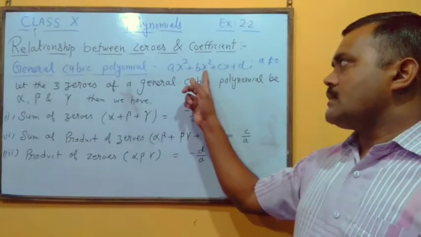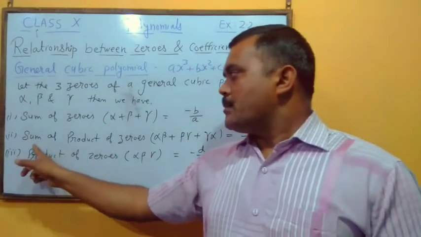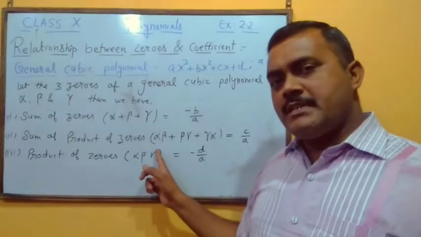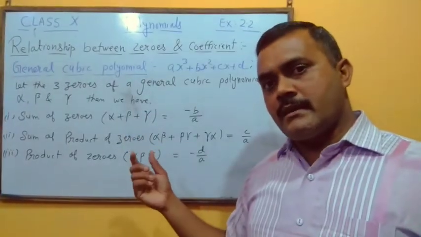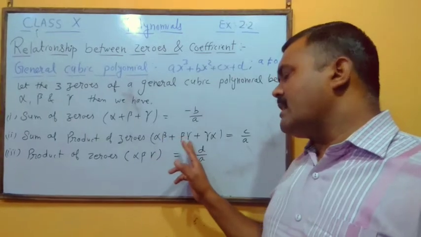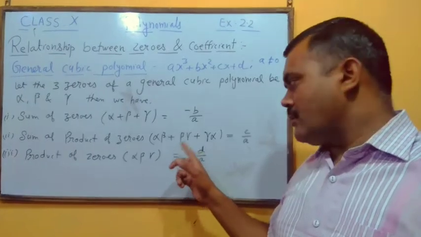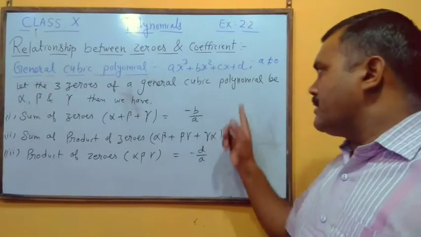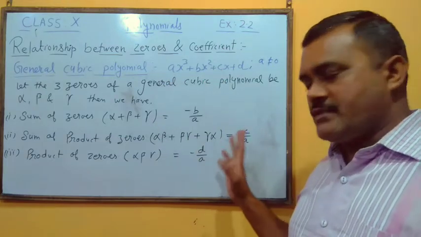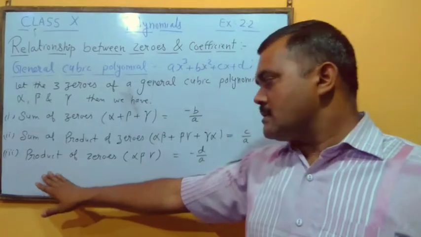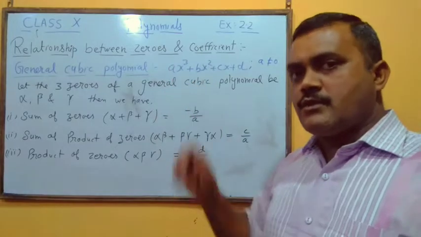That is, the coefficient of x² upon the coefficient of x³, with a minus sign. Next is the sum of products of zeros, alpha beta, beta gamma and gamma alpha. That means we multiply two zeros and then add, in cyclic order: alpha beta, beta gamma and gamma alpha, with a plus sign between all of these, is equal to c upon a. This is the coefficient of x upon the coefficient of x³, without any sign, positive sign. Third is the product of zeros, alpha beta gamma, which is −d upon a, that means the constant term upon the first term, the coefficient of x³.